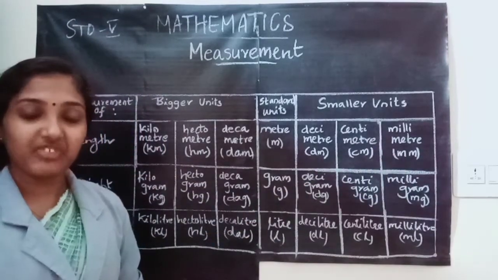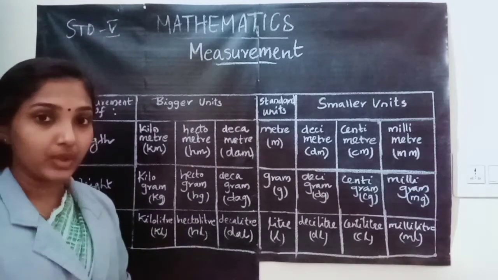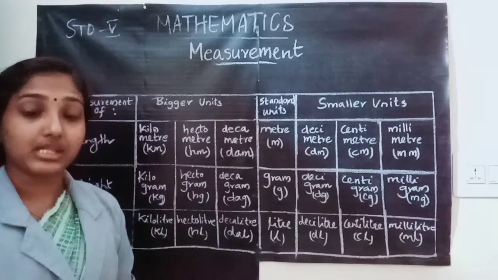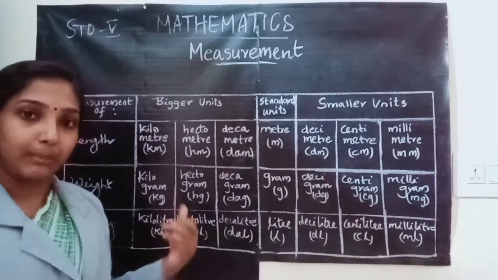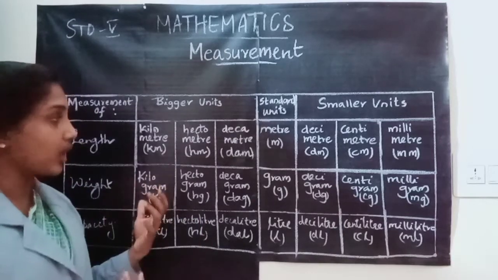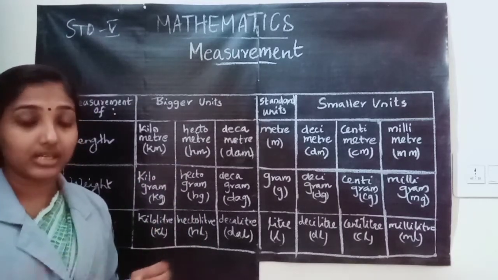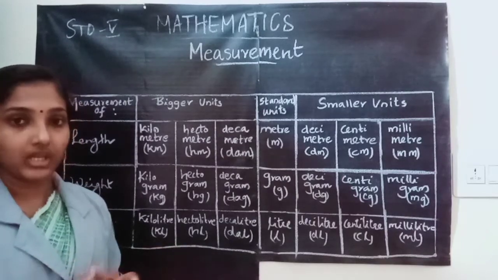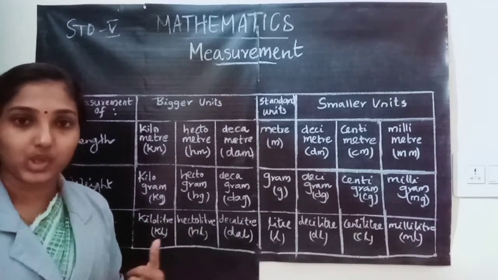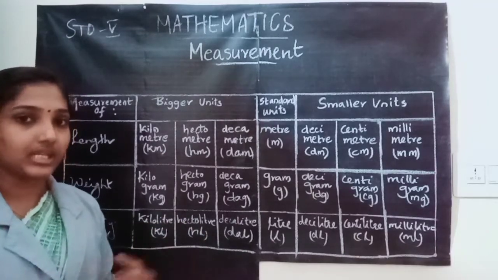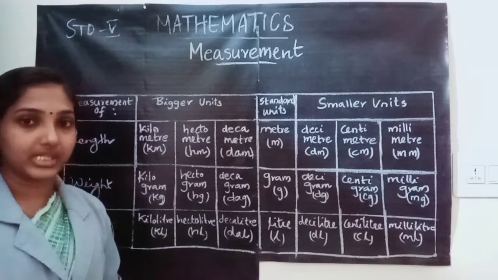Okay, always we measure the longer distance using the bigger units. For example, the distance between two countries, the distance between two cities, all are measured in bigger units. It is expressed in kilometer, hectometer or decameter. And the shortest distance or the small length is measured in smaller units. For example, the length of a chalk piece or the length of a pencil, length of a book, all these are measured in smaller units.